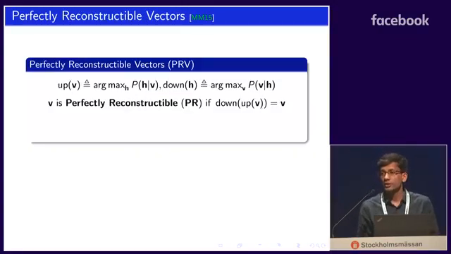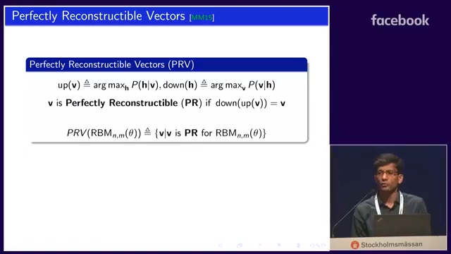There's a very interesting concept that was introduced by Montufar and Morton in 2015 that we shall use, called perfectly reconstructible vectors. Given a visible vector v, we define the operator up of v to be the most likely hidden units vector given v. And similarly, for a hidden unit vector h, we define down of h to be the most likely visible units vector given h. We call a vector v perfectly reconstructible if, after performing these two steps in sequence, we get back our original vector. We denote the set of all perfectly reconstructible vectors by PRV.